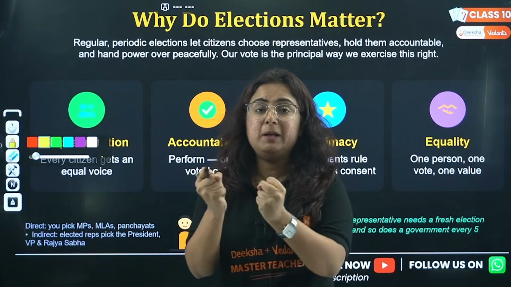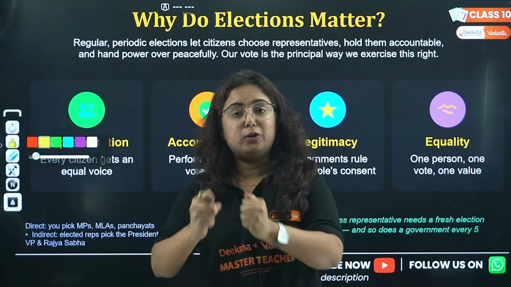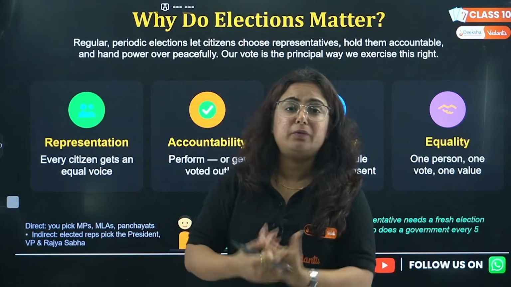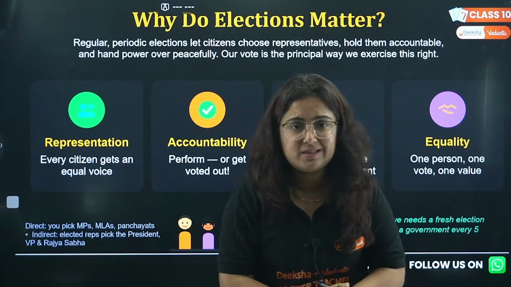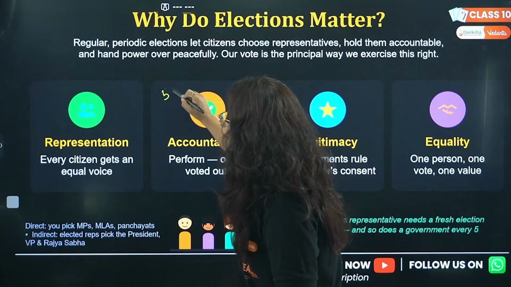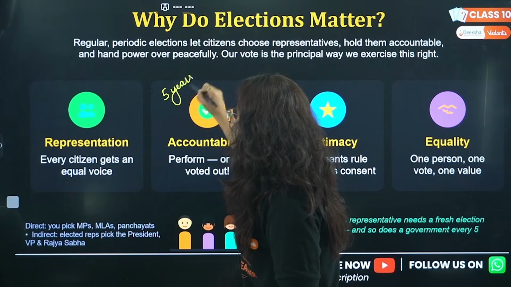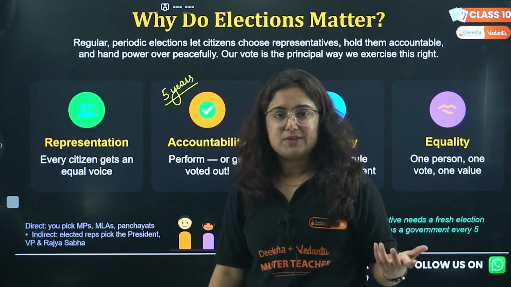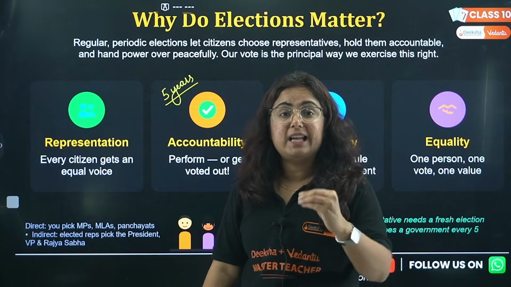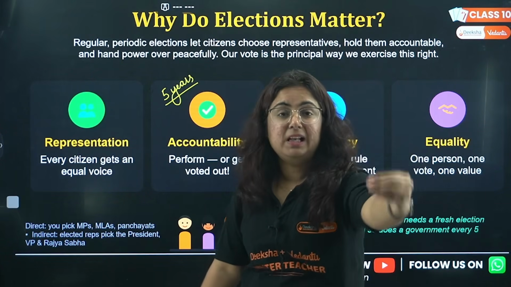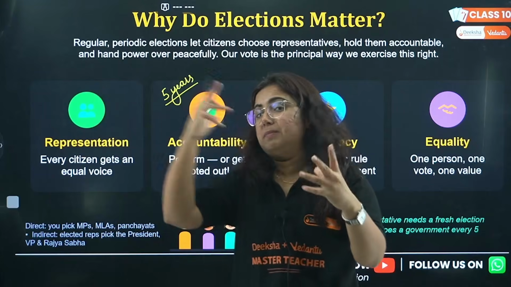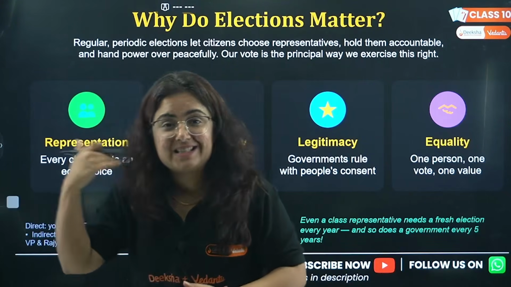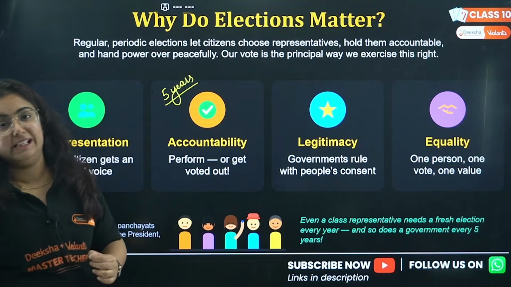If election does not happen in the regular period of time, what will happen? The power will be in a single hand for a long period of time, and they will not feel themselves responsible to the citizens. And hence we conduct elections after every 5 years for Lok Sabha and the state legislative assemblies, so that they feel they are accountable to the people. If people don't like them, people are going to change them in the next upcoming election.